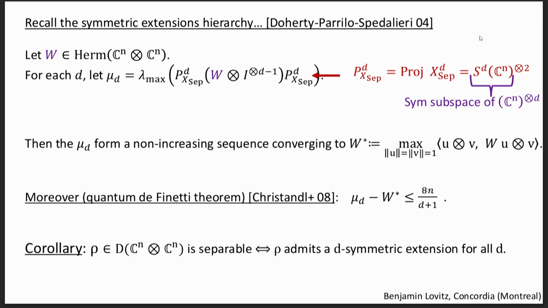Okay, I'm going to mention the separability side of things very briefly. If you turn this around, you get what's called the symmetric extensions hierarchy for separability, which says that a mixed quantum state is separable if and only if it admits a d-symmetric extension for all d. And what is symmetric? Symmetric is this symmetric subspace. That's why it's called the symmetric extension.